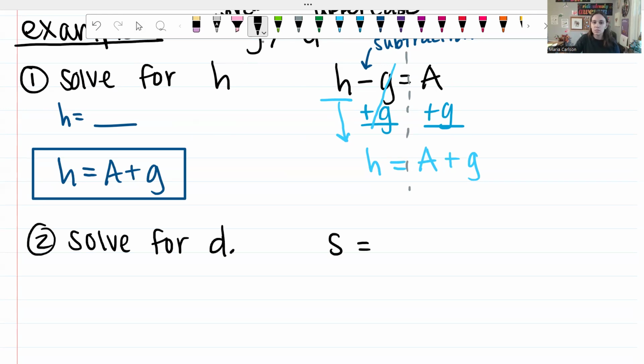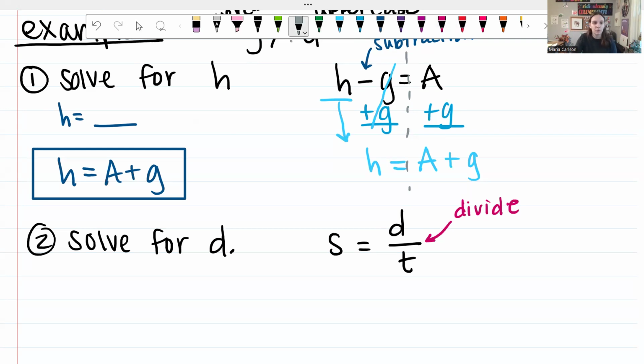S equals d over t. So this is actually our speed formula. Speed is equal to distance over time. Let's solve for distance. So notice it's distance over time, meaning this is being divided. I'm just gonna write divide. So to undo this, I have to multiply.